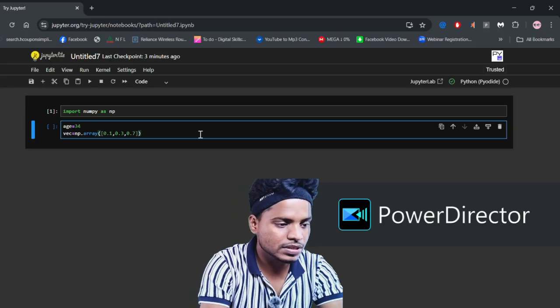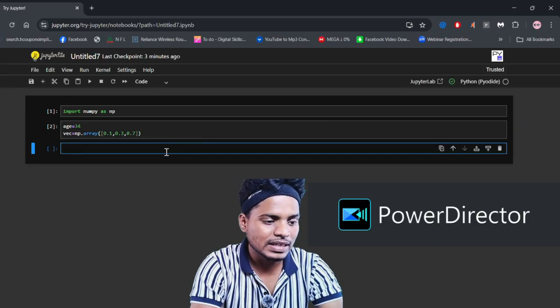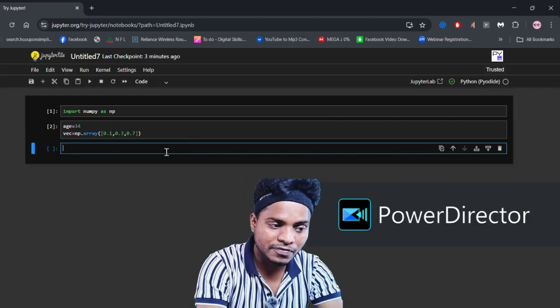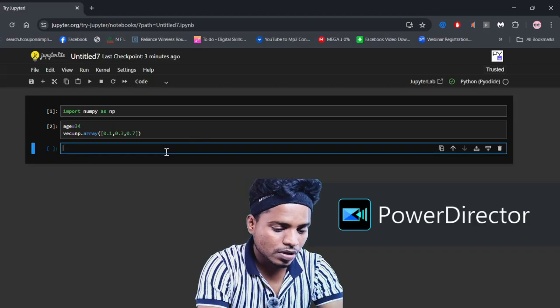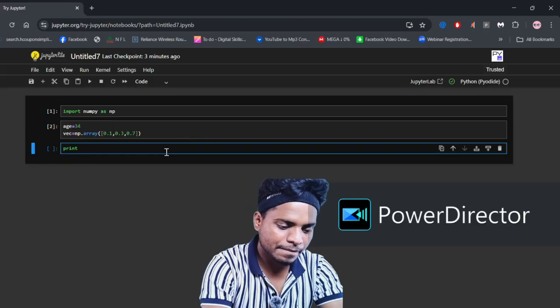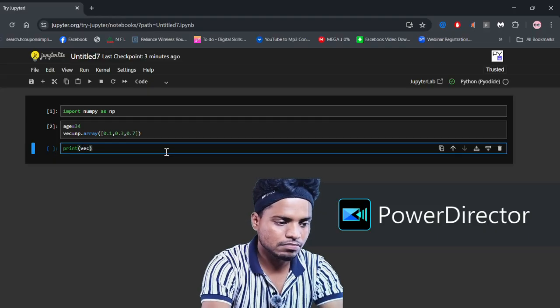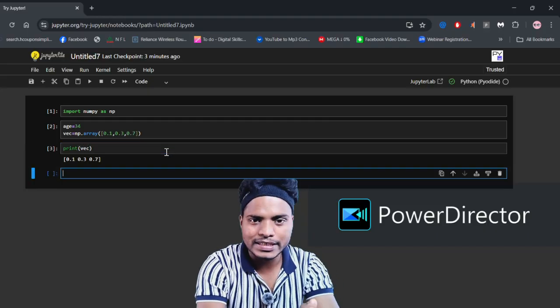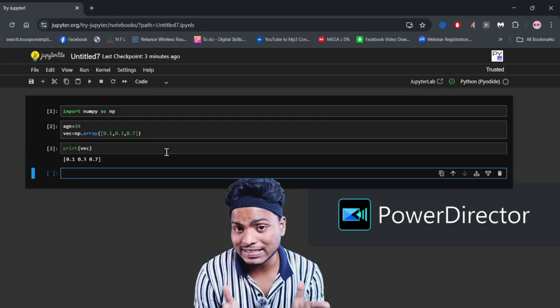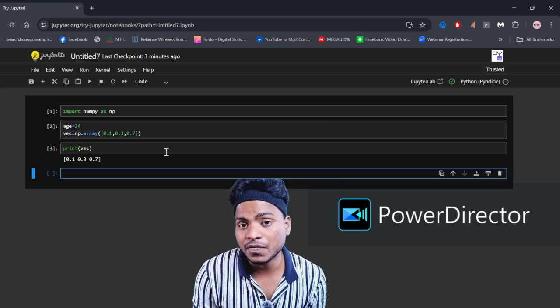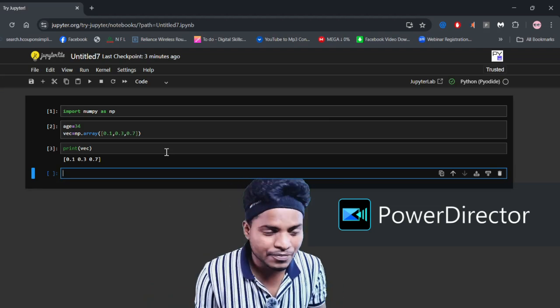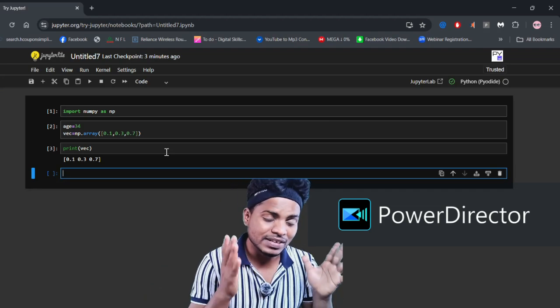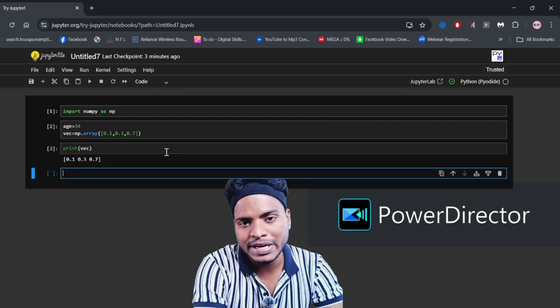Let's execute this. Now let's print and see whether vec is working or not. Print vec. Execute. Yes, it is working fine. So we have successfully created our first vector using the NumPy library in Python. All right. The next thing is we have to create a matrix.